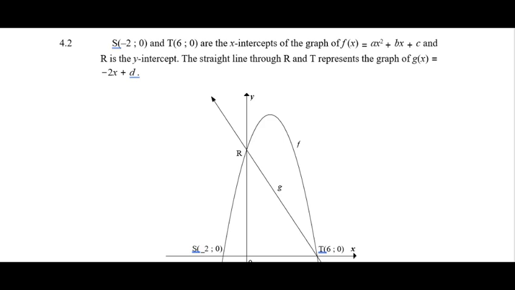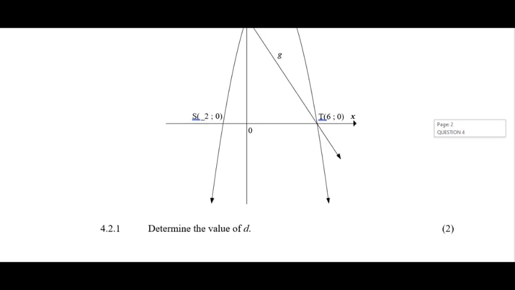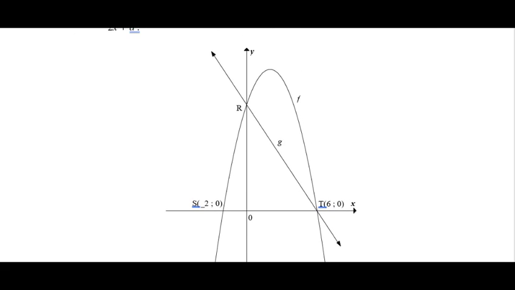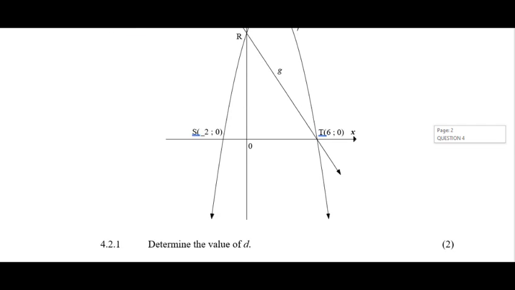Question 4.2 gives us the coordinates of S as minus 2 and 0, and T as 6 and 0, which are the x-intercepts of the graph of f given by ax squared plus bx plus c, and R is the y-intercept. The straight line through R and C represents the graph of g of x given by minus 2x plus d. The question says find the value of d in this straight line equation. d is the y-intercept, which will be the y-value at R. But looking at the straight line function, we look at the point on the straight line graph, which is T (6, 0).